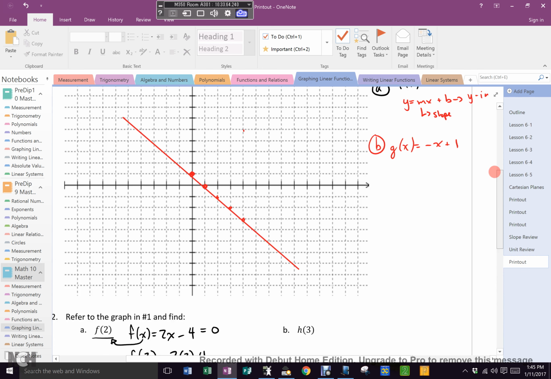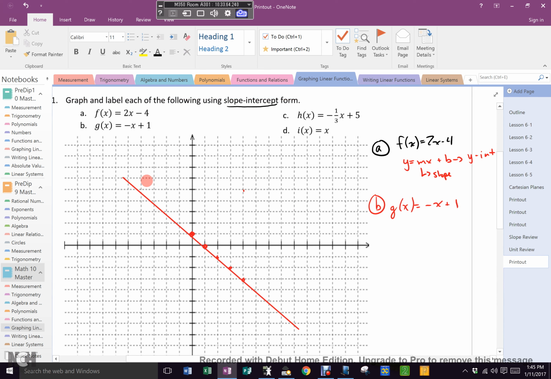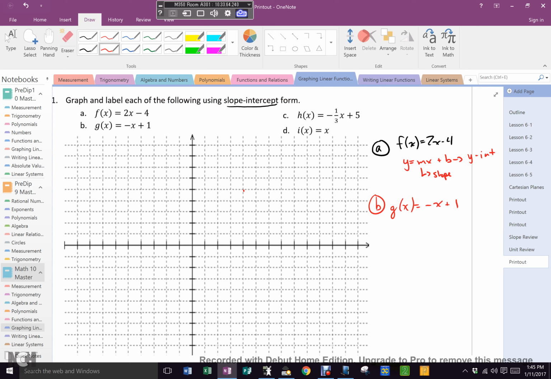Now let's go back up here. Let's erase this. And let's do C. We'll do that in blue. H of x equals -1/3 x plus 5. Y-intercept is 5. 1, 2, 3, 4, 5. My slope is -1/3. So rise -1, run 1, 2, 3. Down 1, over 3. Down 1, over 3. And then connect the line.